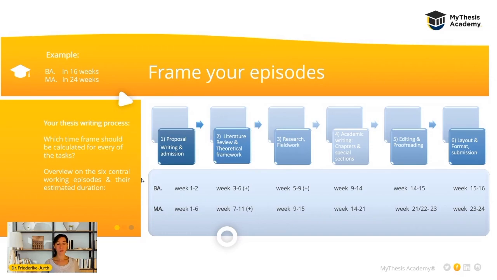Then we go over to the theoretical part, so to the literature review and the theoretical framework, which will be around the 3rd to the 6th week in the case of a bachelor's thesis, and from the 7th to the 11th week, more or less, in the case of a master thesis.